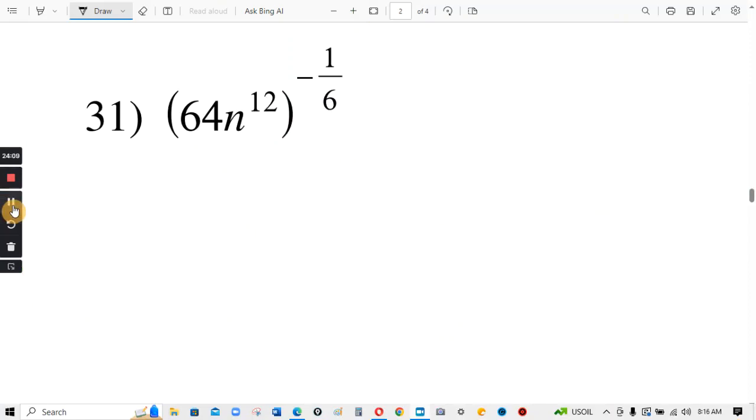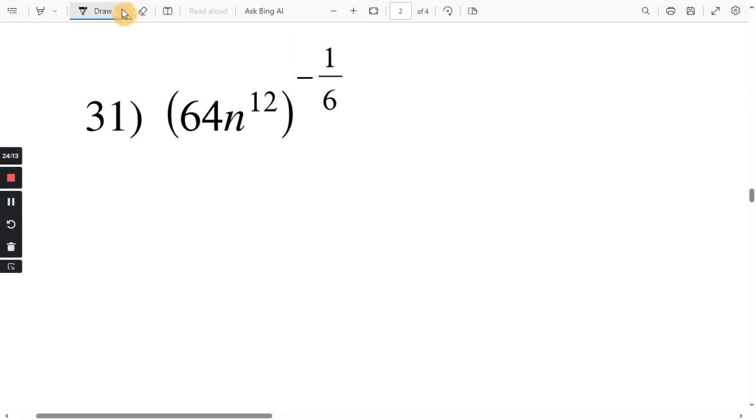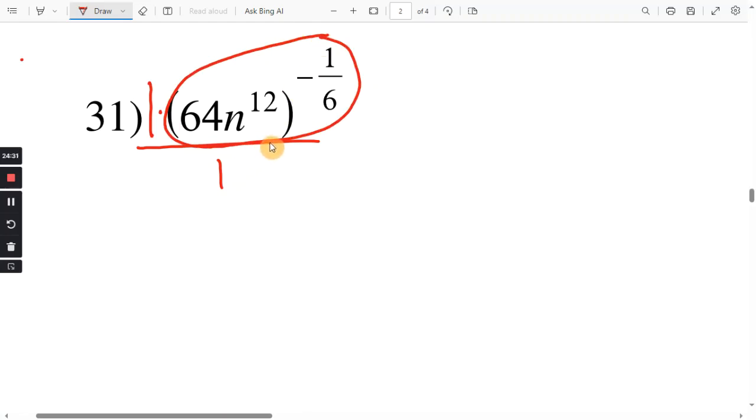All right, let's look at 31. We have a negative exponent here. So what I'm going to do is make this 1 times this. It changes nothing, and I can put it over 1. That also changes nothing. But I'm going to take this whole thing, and I'm going to move it into the denominator.